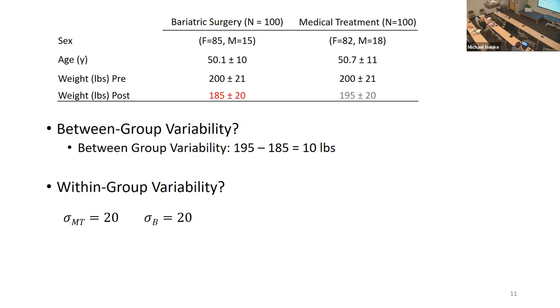The only thing we have at this point is we have standard deviations for both groups, which I've set to be equal, just to make things simple.